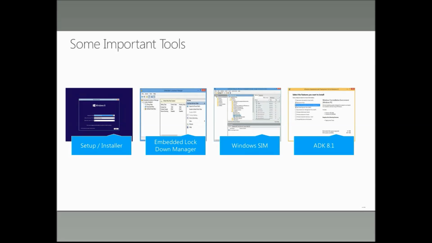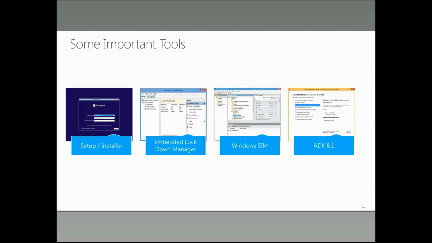Windows SIM, or System Image Manager, is the Windows tool to create a specific install of Windows 8.1. So I mentioned that you use the setup or installer to create your base image. You can also use Windows SIM to create a completely automatic installation of that base image and make sure that your settings are always the same if you don't want to go through the next by next install. So multiple options here to deploy.